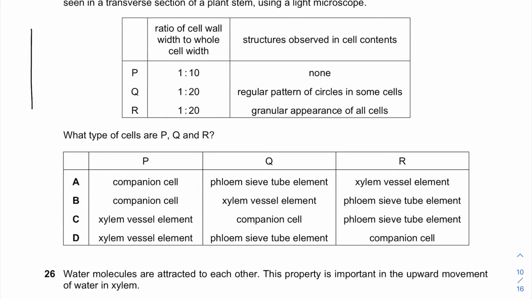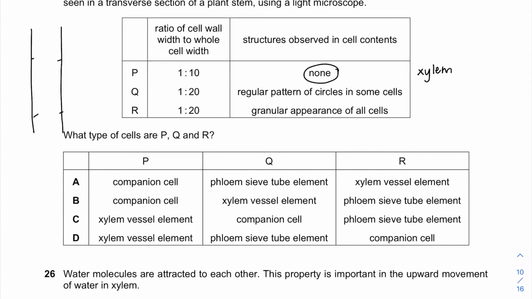So P would definitely be xylem. Another way that you could know is that xylem are dead cells. Therefore, there will be no cell content. So options A and B could be eliminated.